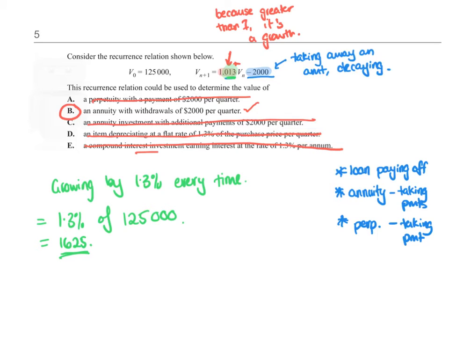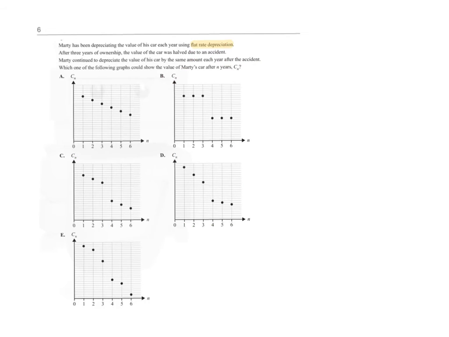So there's a few things to think about with that. With these questions, Marty has been depreciating the value of his car each year using flat rate. So with flat rate depreciation, we should see a straight line, because when you have the same amount coming out every time, it should be a straight line. Then after 3 years of ownership, the value of the car was halved due to an accident. Marty continued to depreciate the value of his car using the same amount every year. So something happens at the 3 year mark. It has a big drop in price because it halves.